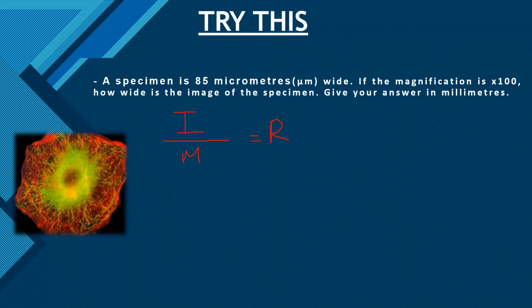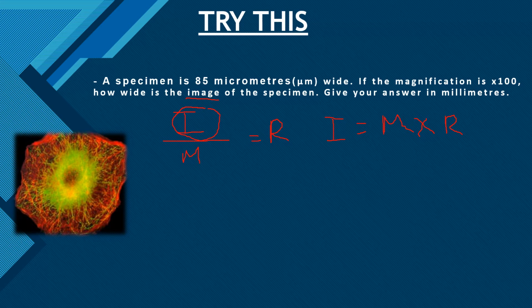Right? And they say if the magnification level is multiplied 100, or times 100, how wide is the image of the specimen? So that means we're trying to calculate the I of the equation, and it's really important in science to know how to rearrange the equation. So we'll be doing I equals magnification level multiplied by the real size. See, it's the same equation, only it's just rearranged. So magnification multiplied by real size will give you the image size.